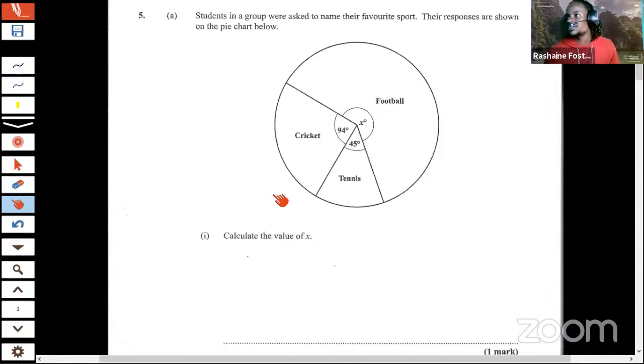So the first thing they want us to do is to calculate the value of x. So I would like someone to tell me what's the answer for x and how would we get that in the first place. So what is your answer and exactly what did you do to get your answer?